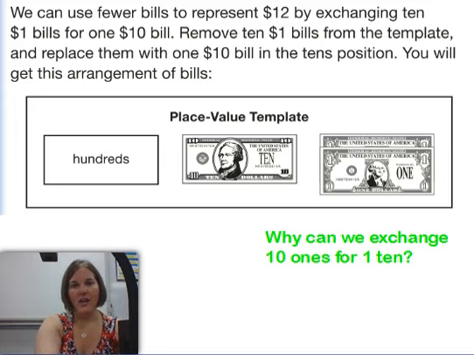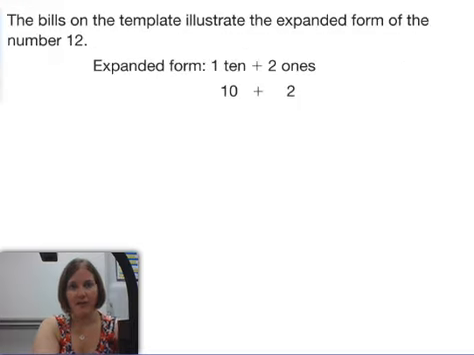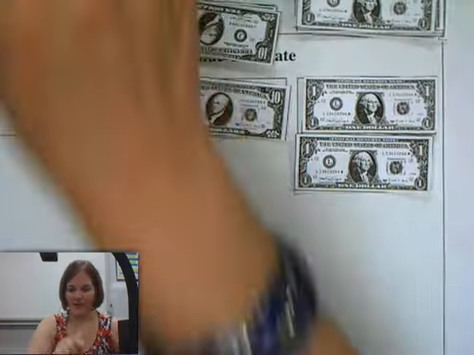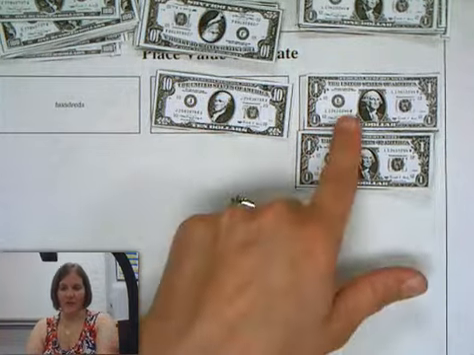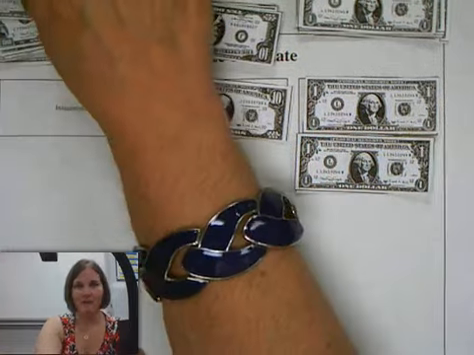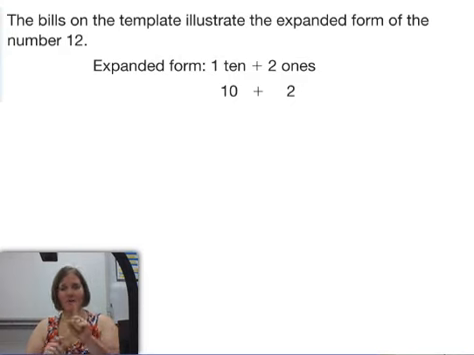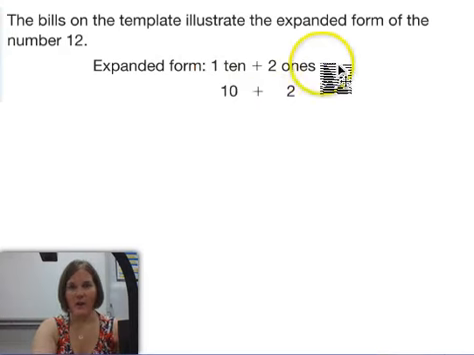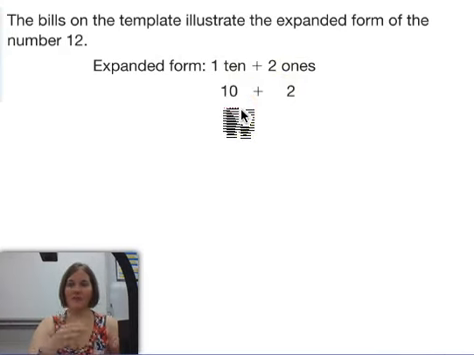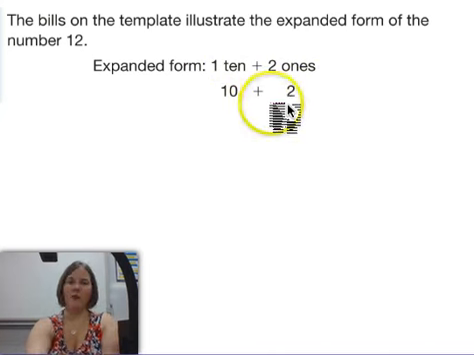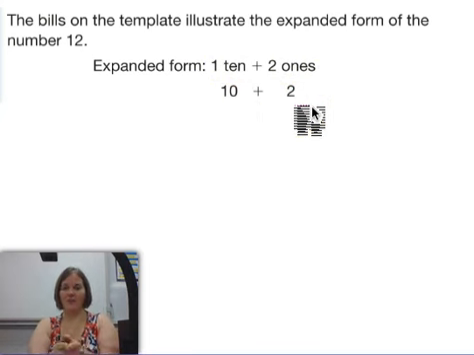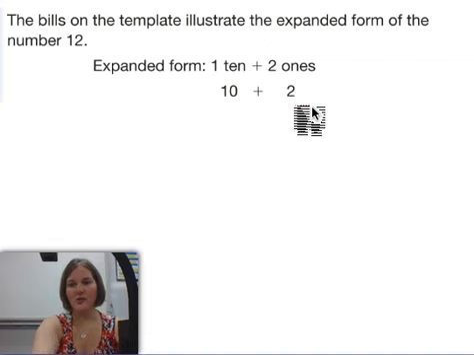Now, using what we have on our template, we can write expanded form for this number. The expanded form for this number shows us that we have one $10 bill and we have 2 ones. So in expanded form, that number is 1 ten and 2 ones. Well, the value of 1 ten is also 10, and the value of 2 ones is 2. And 10 plus 2 does equal our 12. So these are 2 different ways to write expanded form.